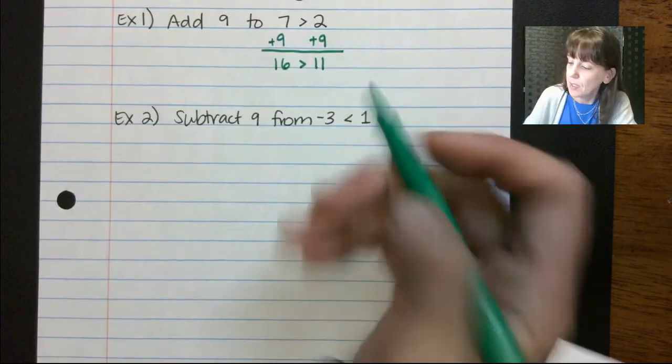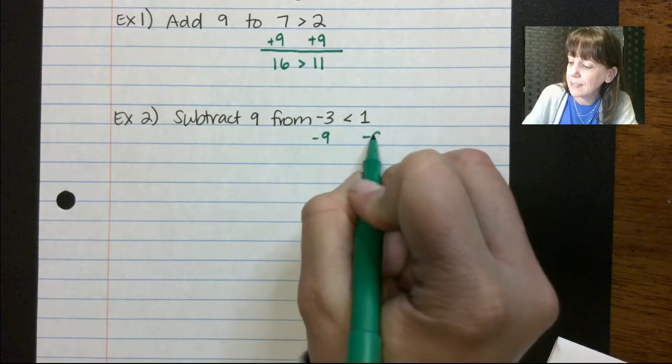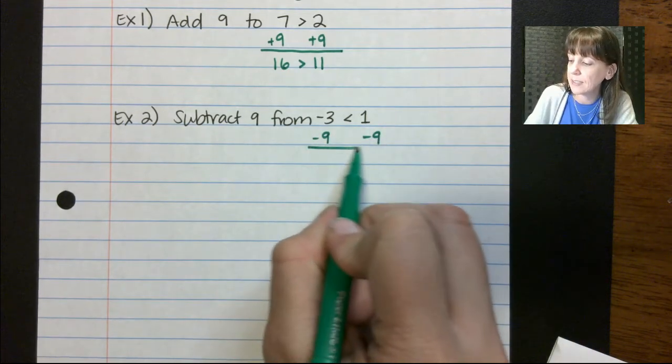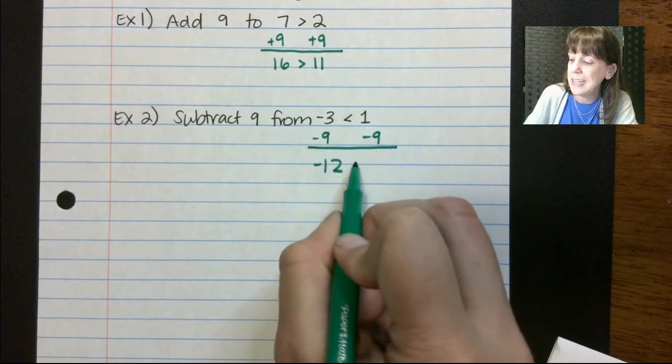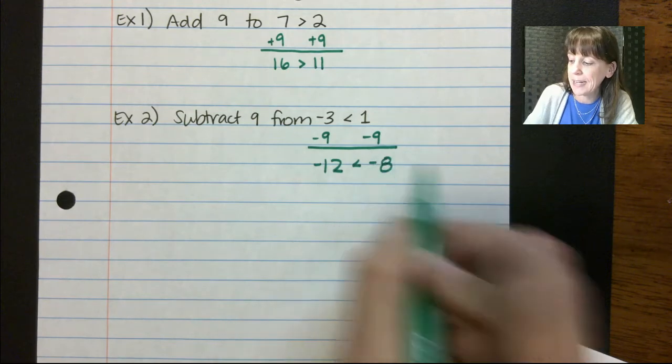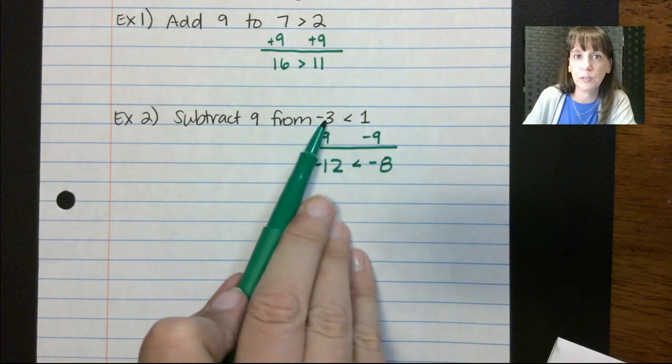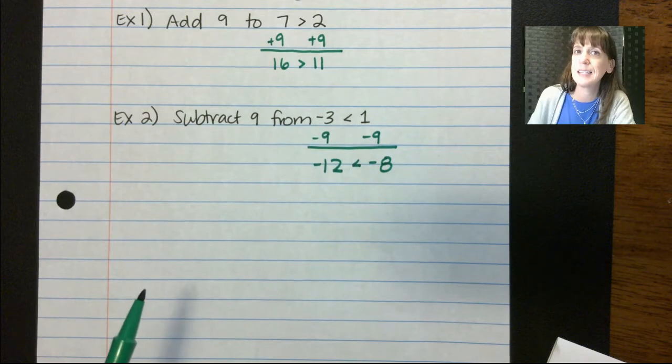This one I'm going to minus 9, and it works the same for subtracting. So we end up with negative 12 is less than negative 8. And that statement is still true. Negative 3 is less than 1, and negative 12 is less than negative 8.